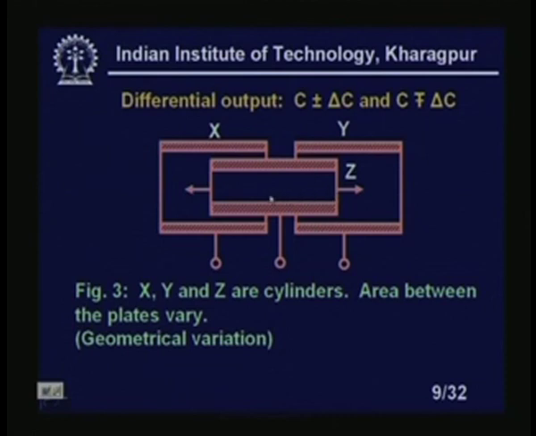Now, if we push it to this side, what will happen? The capacitance between X and Z will increase because it is getting more area between the plates, and the capacitance between Y and Z will decrease. Similarly, if I push in the other direction, the capacitance between X and Z will decrease because the area will be less, and the capacitance between Y and Z will increase, right. So, if I put these in the two arms of the Wheatstone bridge, obviously my bridge unbalanced output will be double. That is the advantage of using differential measurements.